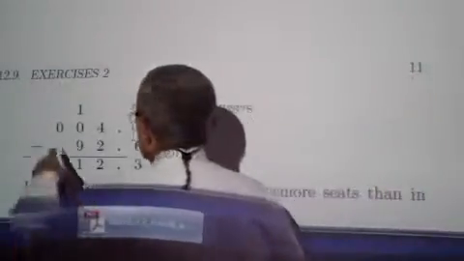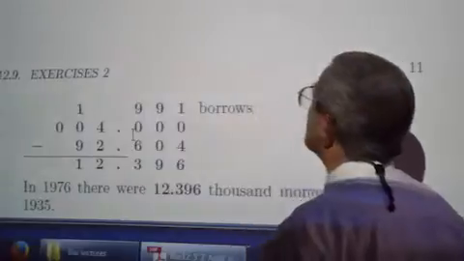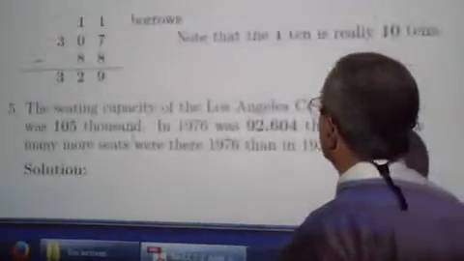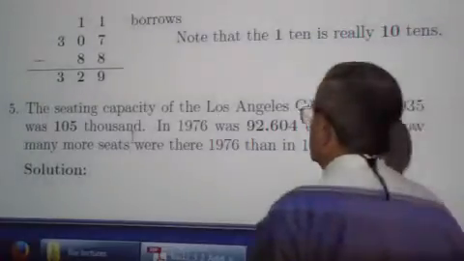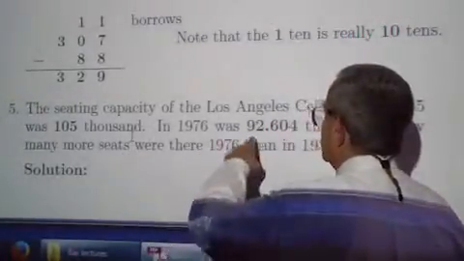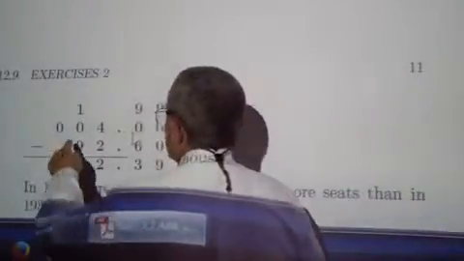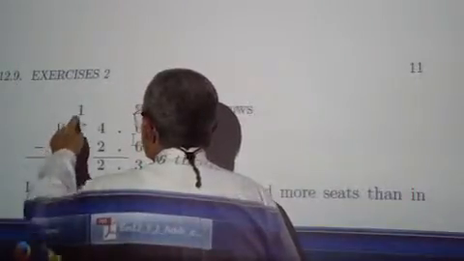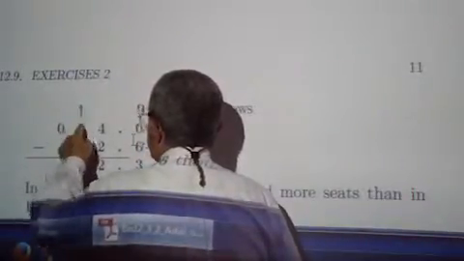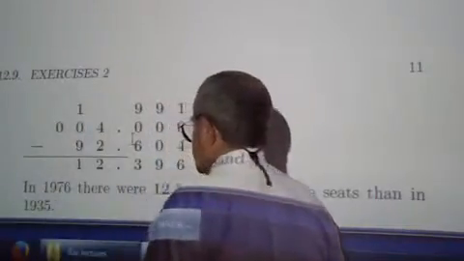It looks like there's something missing here. You have 105,000 less this. So 105 minus 92. Yeah, you see the 1 goes here. The 100 became 10 tens, therefore this is correct. I had to borrow, and then I can do my subtraction.